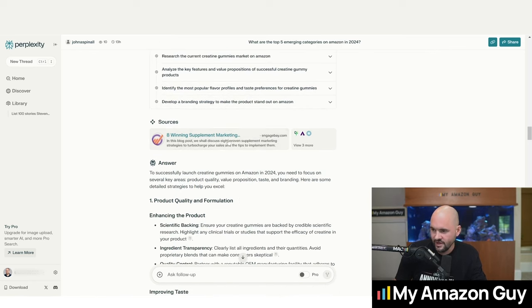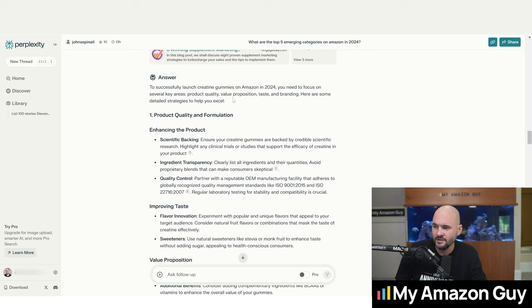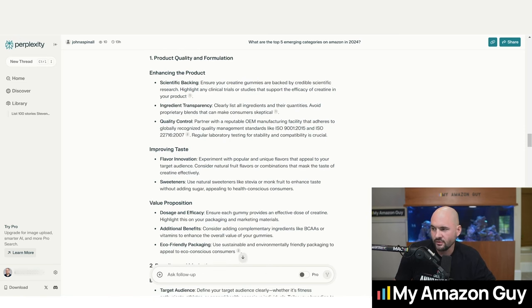There it goes off to the races. And as we scroll through this, it's got some sources. Here's the answer. To successfully launch creatine gummies on Amazon in 2024, you need to focus on several key areas: product quality, value prop, taste, and branding. Makes sense. That's a summary statement, sure. In here, enhancing the product, so scientific backing. Ensure your creatine gummies are backed by credible scientific research. Highlight any clinical trials or studies that support the efficacy of creatine in your product.